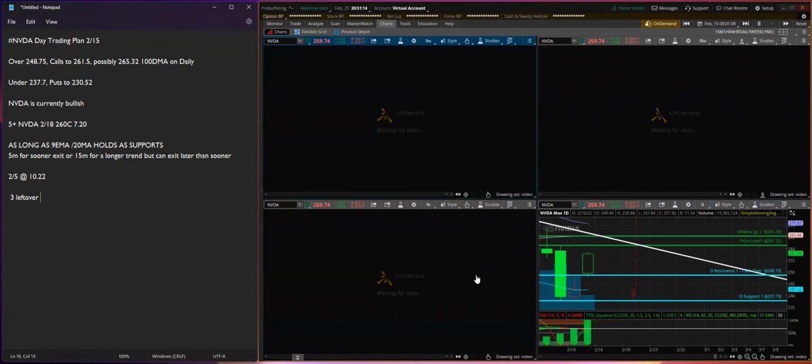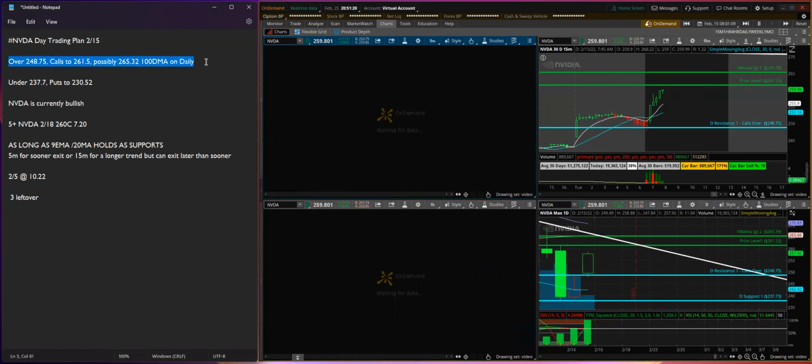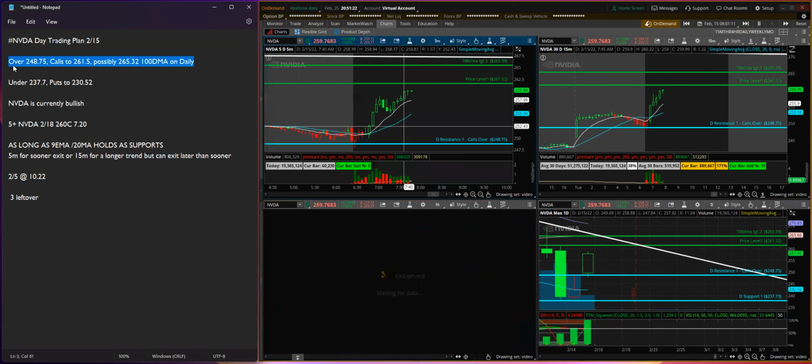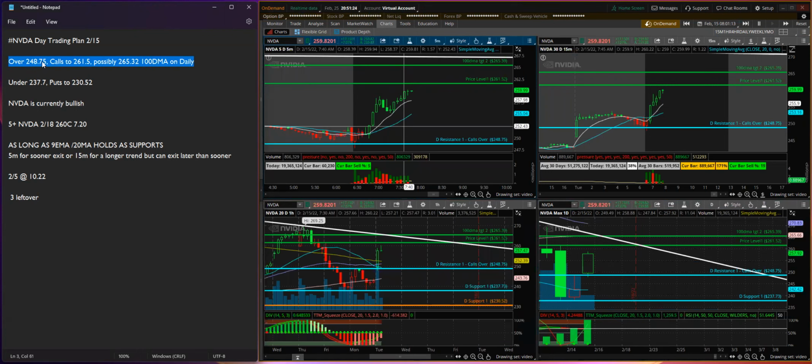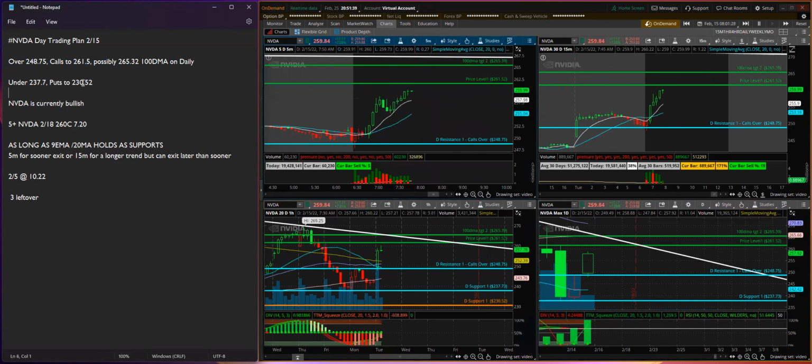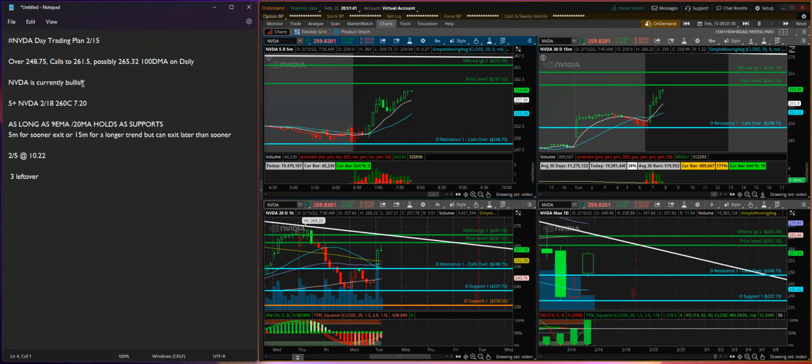Give it a couple seconds right here. So the plan is doing perfectly well. We are playing the upside right here, which we planned out earlier in the video. Over 248.75, calls to 261.50, possibly 265 if the market does continue higher on daily charts. Under 237.70, puts to 230.52, which has never happened today. So this is not the plan anymore. We're going to get rid of it.